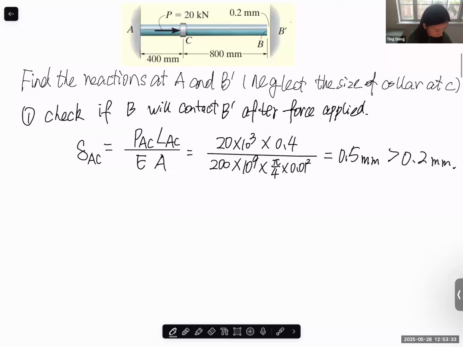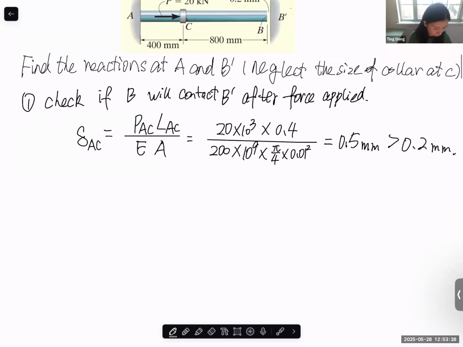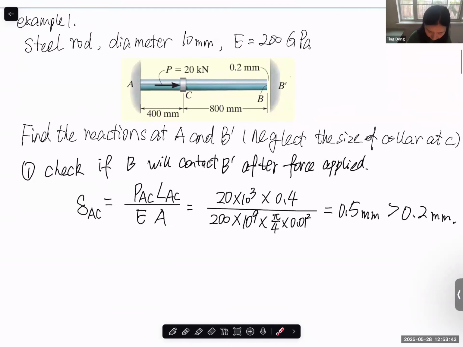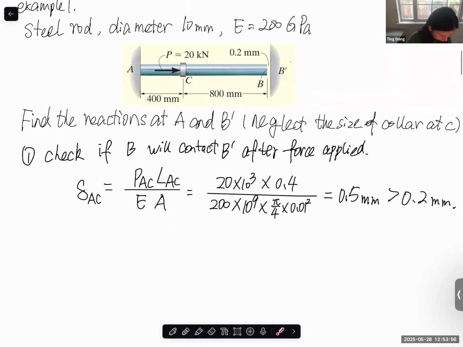So now, since we have a conclusion that there's definitely contact between B and B prime, we can do the calculation in a different way, because now the internal force distribution in the AC and BC sections is different. The internal force in AC is not 20 anymore, and it's not 0 in CB anymore, because there's contact between B and B prime. So now let's do the free body diagram of the entire bar first.